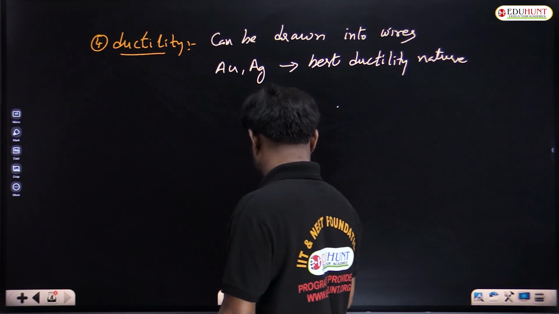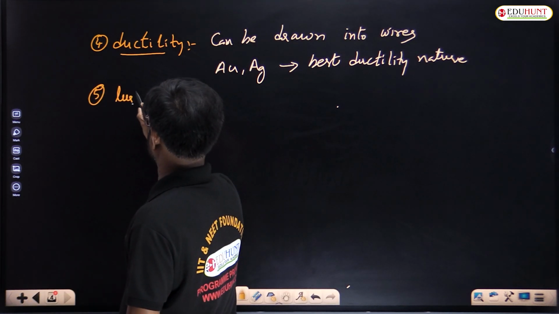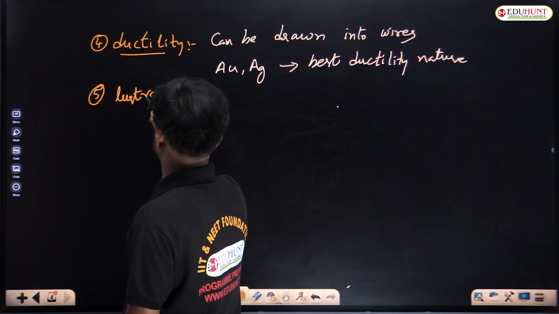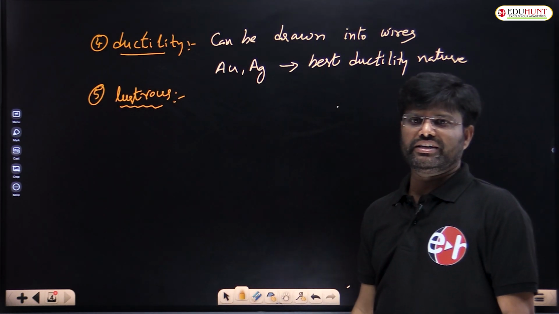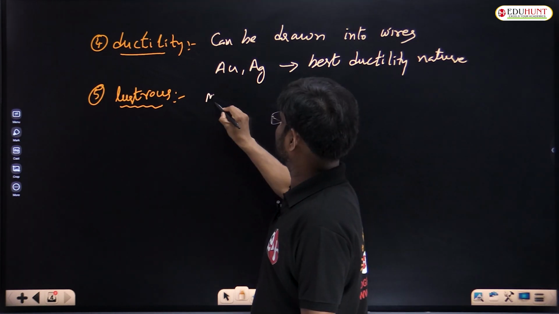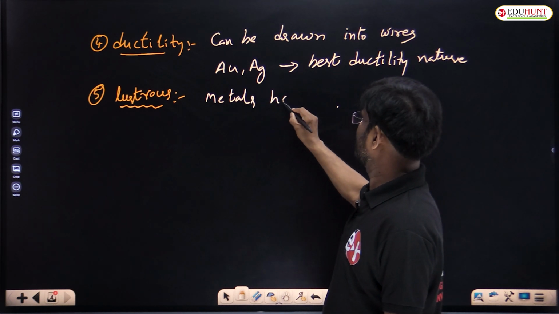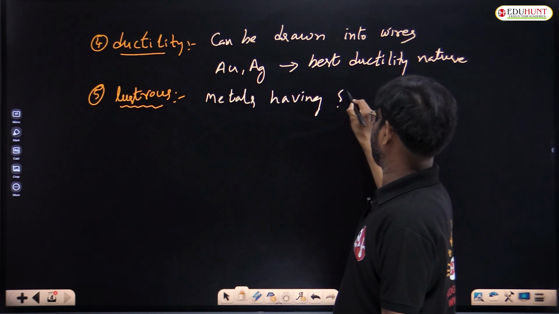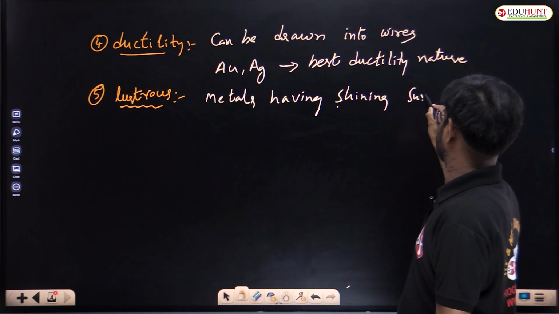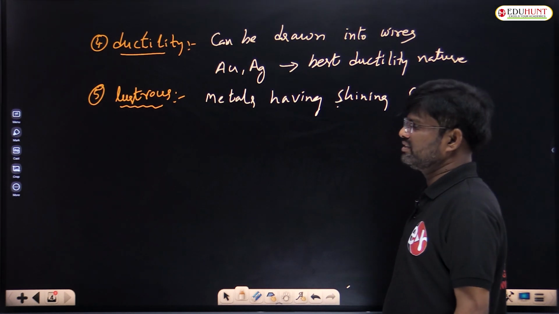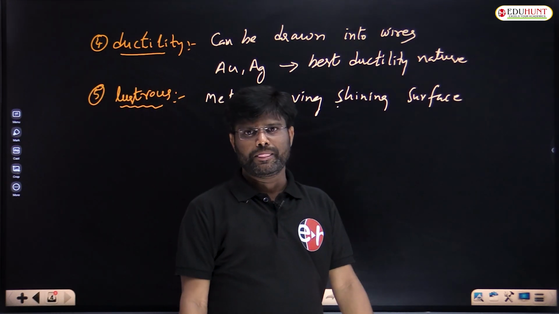Next one, lustrous nature. Metals have a shining surface. They have the shining property. So metals are lustrous in nature, that means they have a shining surface.